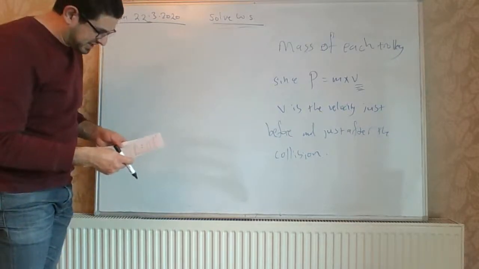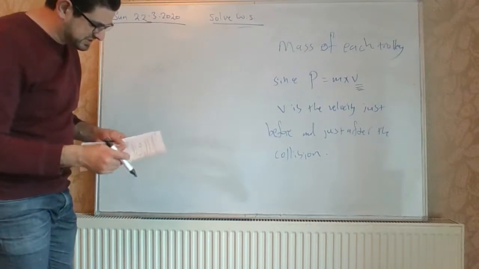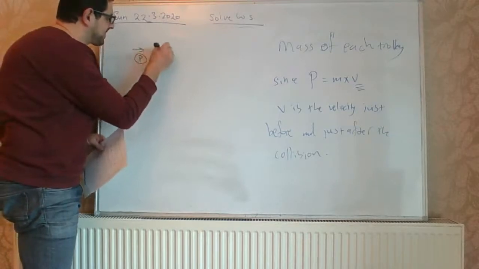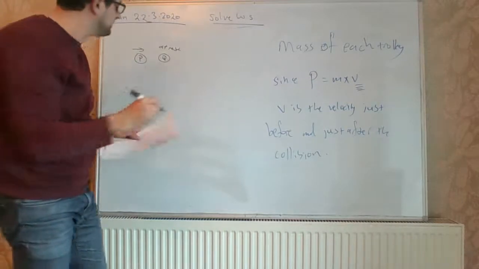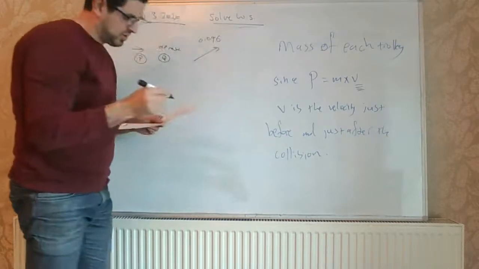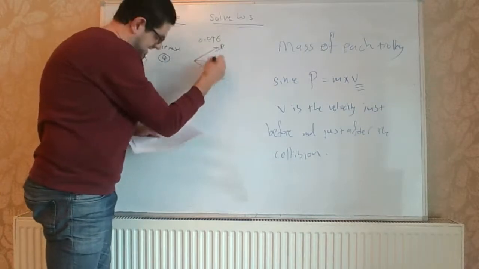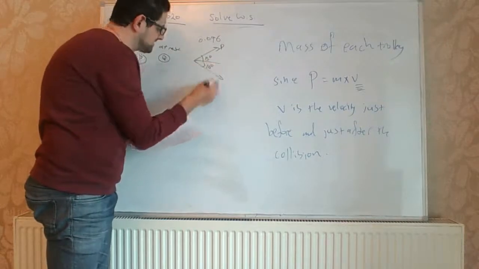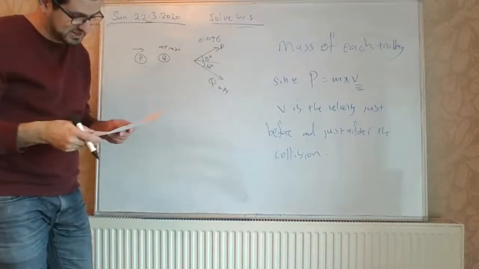P and Q are identical spheres. P moves along a horizontal surface and collides with Q, which is stationary, at rest. P moves off with momentum 0.096 at an angle of 15 degrees, and Q moves off at an angle of 10 degrees with momentum 0.14 kilogram meters per second.